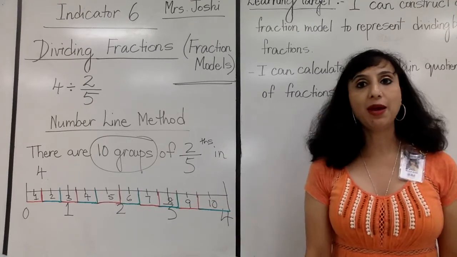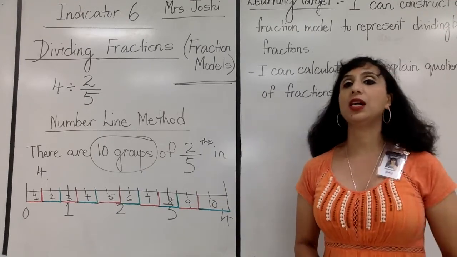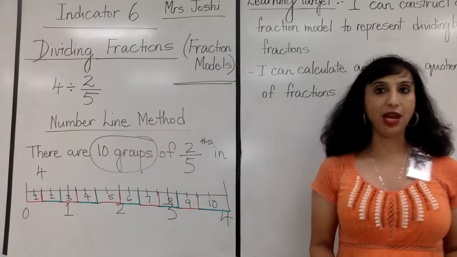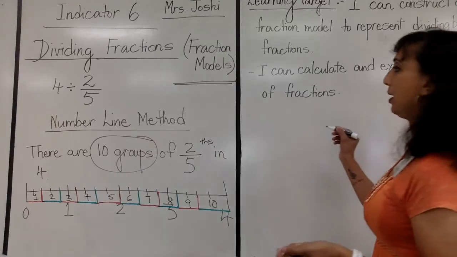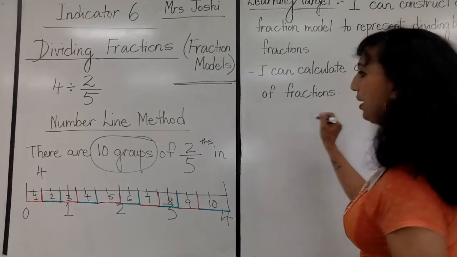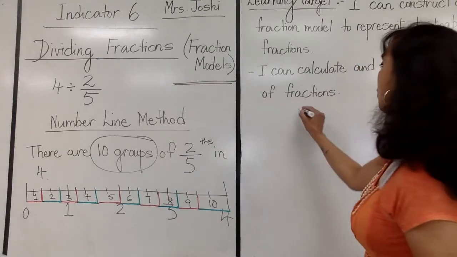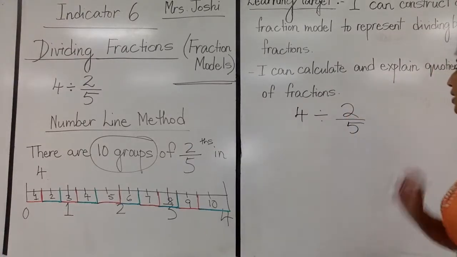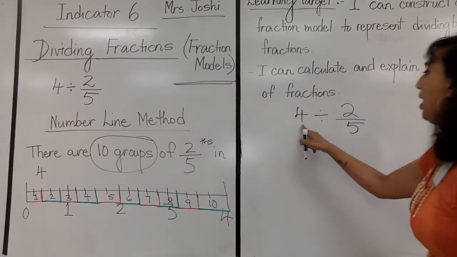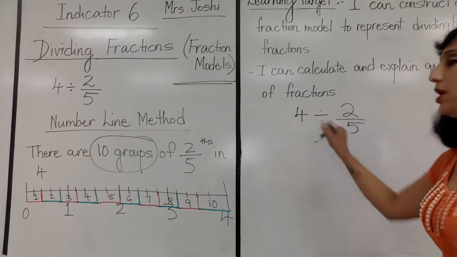I'm going to show you another method using circles, okay? Using circles. I'm just going to make, since we said about 4, so I'm going to write that over here, 4 divided by 2/5. Okay, and we have 4 wholes.